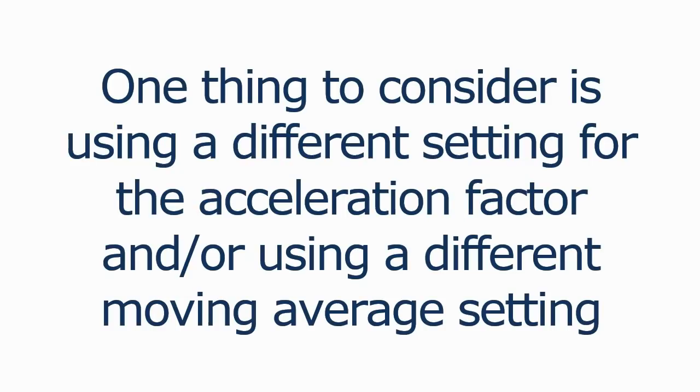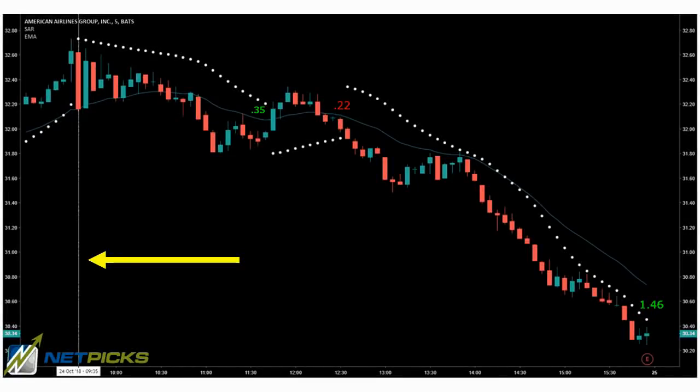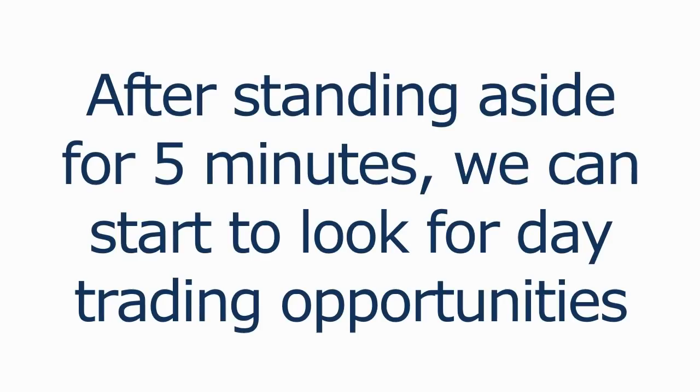But one thing to consider is using a different setting for the acceleration factor and/or using a different moving average setting. Now, this here is a stock of American Airlines, and the solid white line on the left is the opening bell, along with a 20-period EMA for trend. And after standing aside for 5 minutes, we start to look for day trading opportunities.